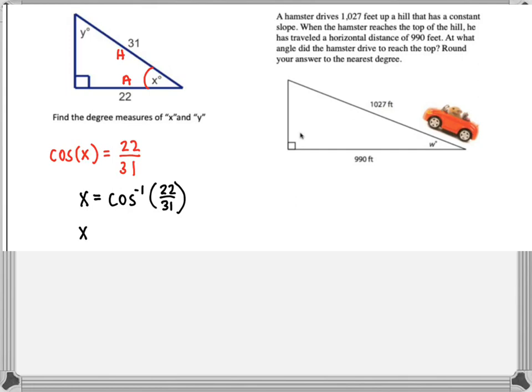So I plug that into my calculator, and just a real quick note, oftentimes you have to use the shift button, which is usually above the regular cosine button on your graphing calculator, and then it will bring up cosine to the -1 power, the inverse cosine. So just make sure that you're using the correct one. That answer is going to give me 44.79 degrees. Okay, so that is what x is going to be.